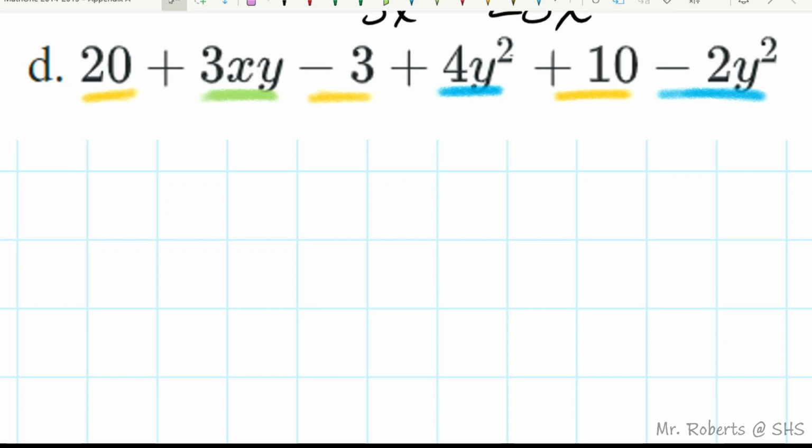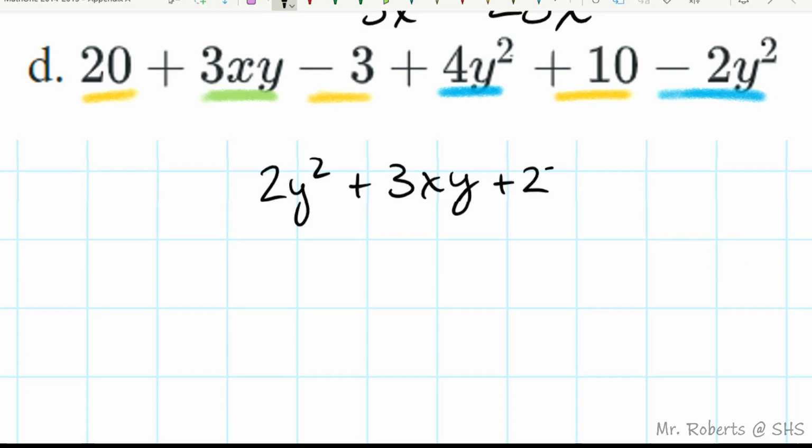So if I combine the, let's go ahead and write the y squared first. So 4y squared minus 2y squared is going to give me 2y squared, right? Positive 4 minus 2, 2y squared. And then the xy's, there's going to be plus 3 of those, 3xy. That's the part in green. And then the last part I have is 20 plus 10 is 30, and 30 minus 3 should be 27. So I've got plus 27. So that is part D.